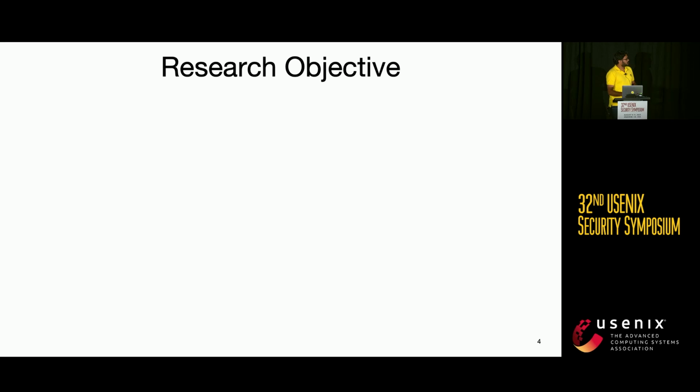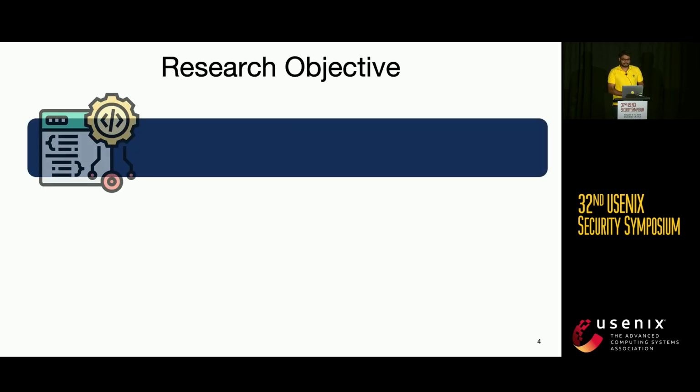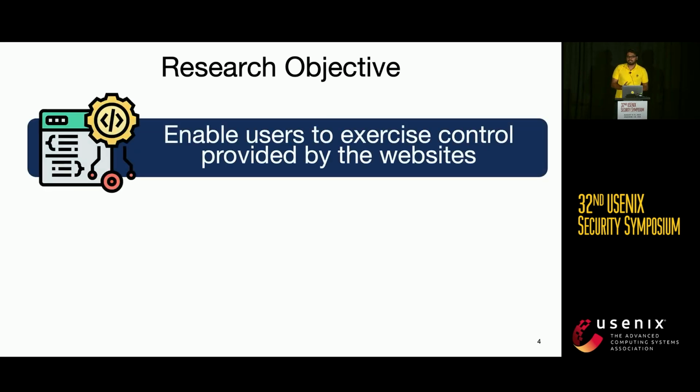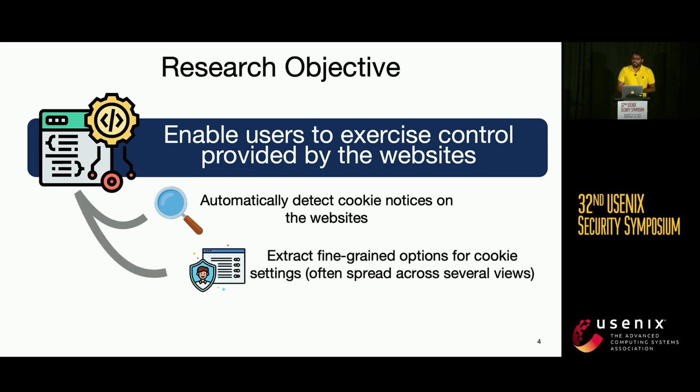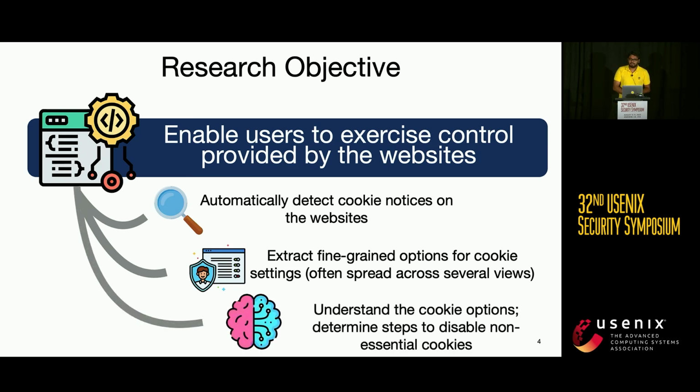To address these issues, we formulate our research objective as how can we enable users to exercise control provided by the websites. And to achieve this, we have 3 tasks. First, we need to automatically detect cookie notices on the websites. Second, we need to extract fine-grained options for cookie settings. This is challenging because these options are often spread across several views of the cookie notices. And third, we need to understand the cookie options and determine steps to disable non-essential cookies automatically.